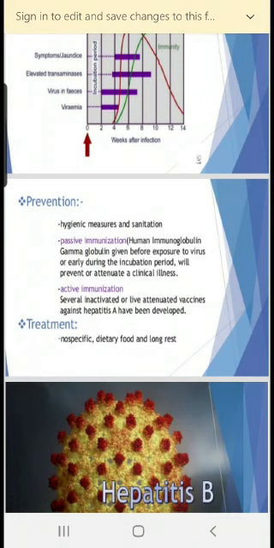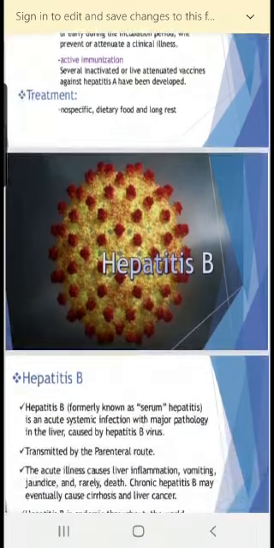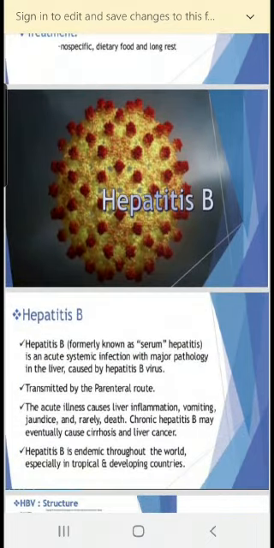So how do you prevent it? By passive immunization or by active immunization, but mostly it is not a severe condition. So basically, proper diet and proper hygiene are most effective. So let's go to hepatitis B.